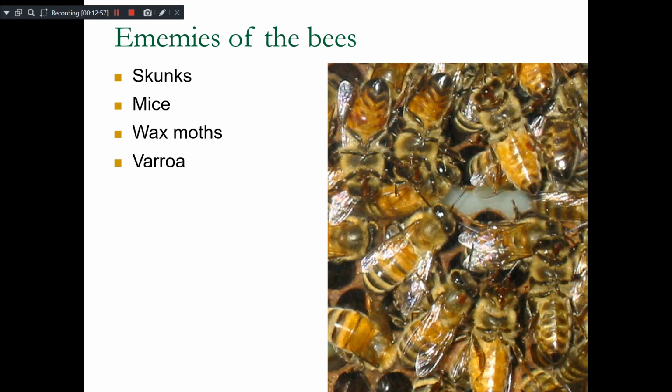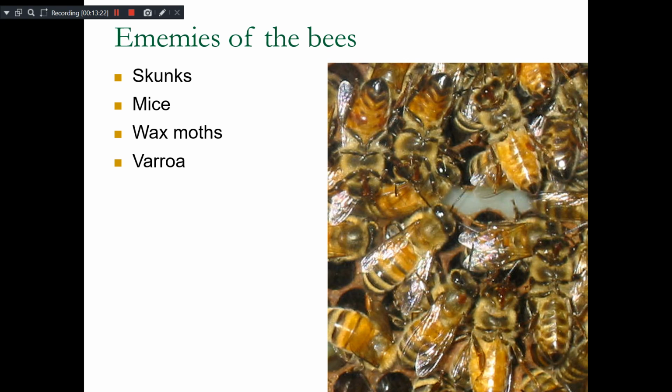Then, apart from that, there are many enemies. Especially the major one in this part is the ants. Ants are attracted towards honey and they move to the hive. So that's why you have to keep the hives on a raised platform, on a stand. And at the bottom of the stand, you have to keep ant wells.